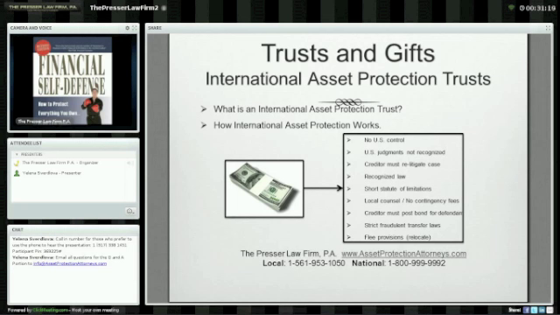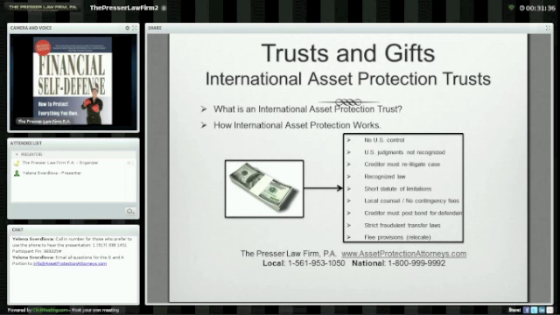We have other clients who might have $1 million who don't do international asset protection. And the reason might be that they might be in their late 80s, they don't work, they don't drive, they don't own property. So they have no liability, or as little liability as possible.